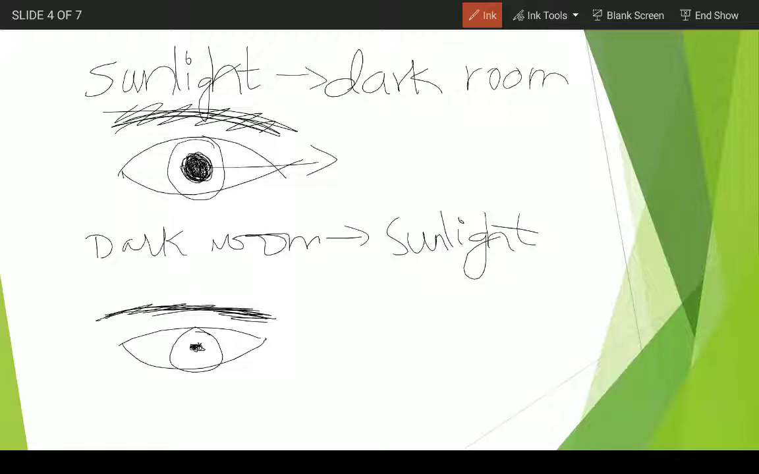And coming from the dark room to sunlight, in the dark room we had already adjusted the size of the pupil to that dark room. Now we are coming into sunlight. In the sun there is a lot of light, so there is no need to pass more light, so we will decrease the size of the pupil.